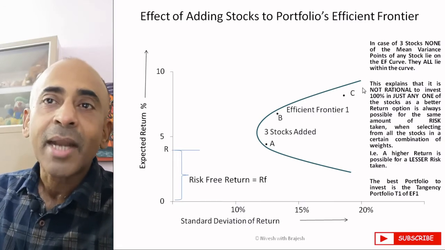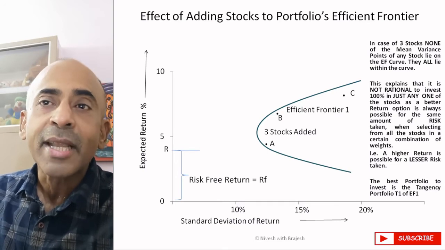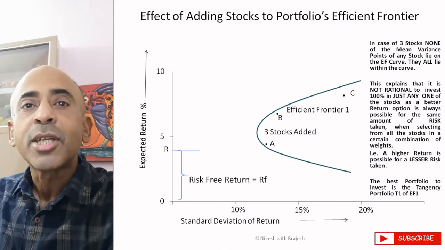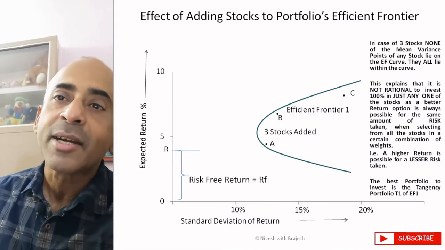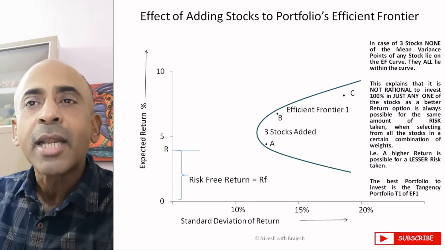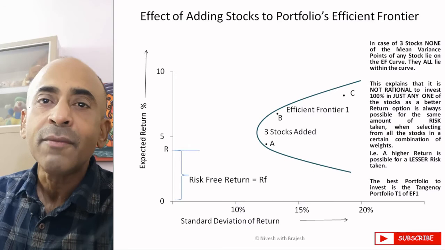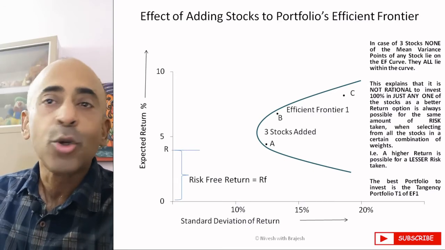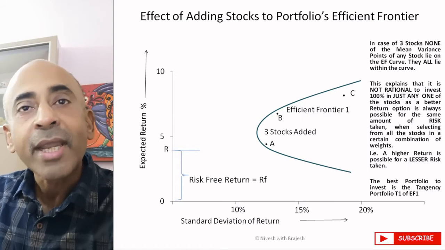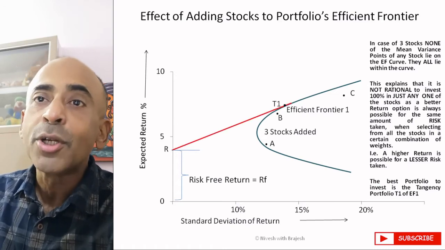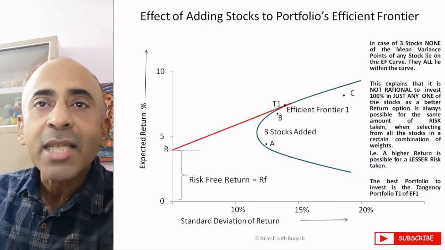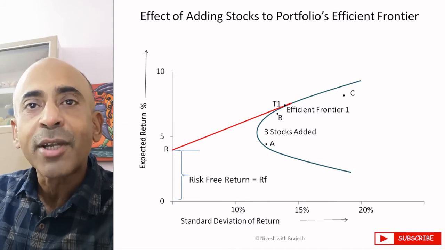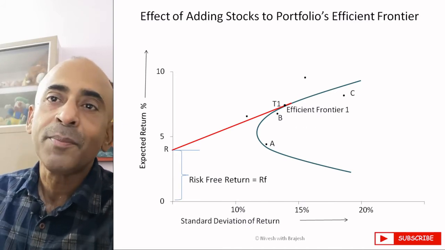Now this explains that it is not rational to invest 100% in just any one of the stocks, as a better return option is always possible for the same amount of risk taken when selecting from all the stocks in a certain combination of weights. So any rational investor is going to remain on the upper branch of that curve, or the efficient frontier of the curve, nowhere within the curve. Now in case a risk-free asset is involved, the best portfolio to invest in is the tangency portfolio T1 of efficient frontier 1. Now as one adds more stocks, the upper branch of the efficient frontier moves to the top left portion of the picture, thereby reducing risk and increasing the expected returns.